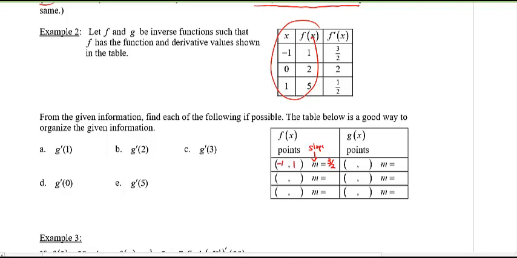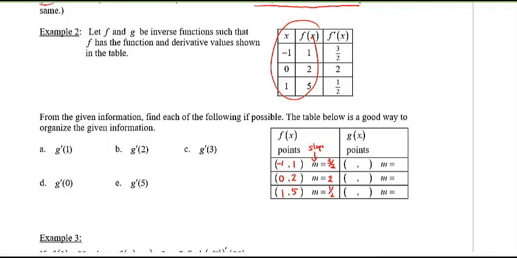So can you fill in the other two things for me? When x is 0, what do we got? The y value is 2. Good. And the derivative is 2. Good. Finally, when x is 1, the y value is 5. And the slope is 1/2. And this is all for the original equation.